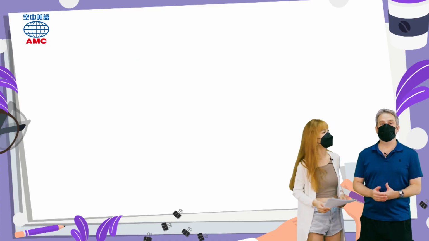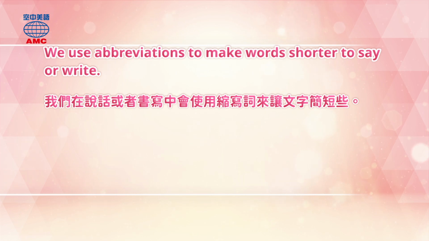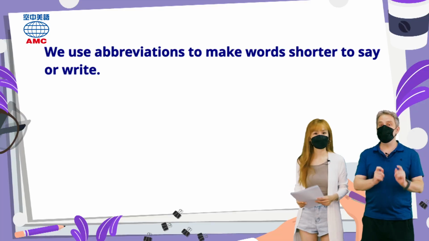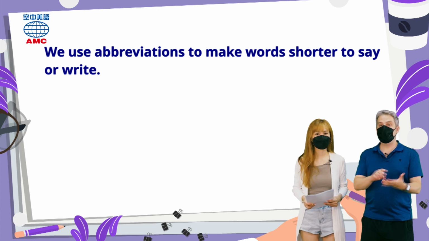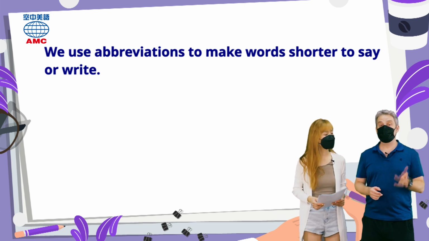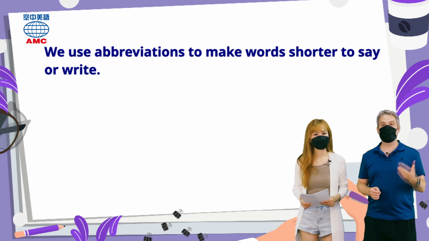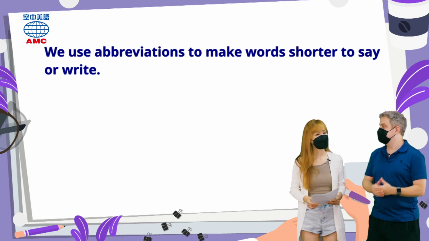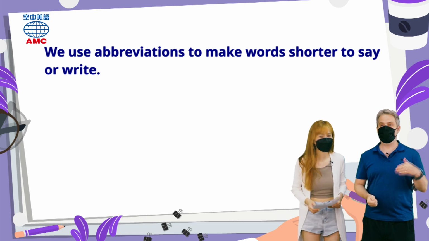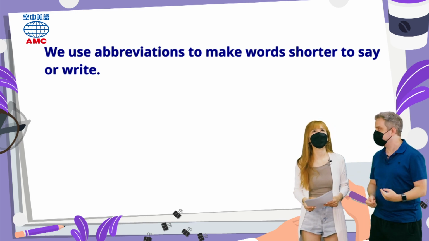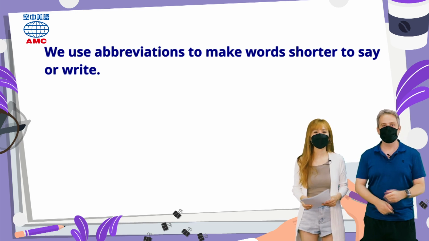So today's article begins, we use abbreviations to make words shorter to say or write. And that's a good point. We do use some abbreviations when speaking. It's not just for texting and typing and so on. Some of them are often used when we say names of things like groups. Like, I'm not going to say, oh, Donald Trump was investigated by the Federal Bureau of Investigation. No, it was the FBI.